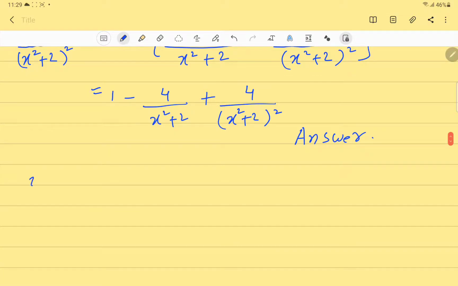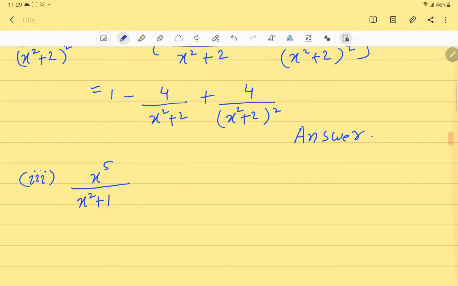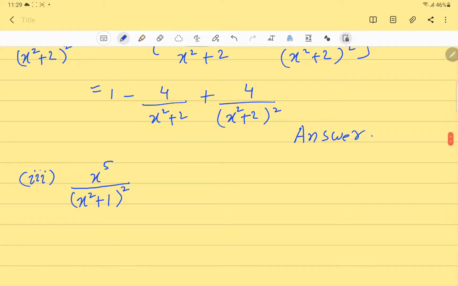Now we move on to our last question of this video. It is x^5 over (x squared plus 1) whole squared. Here the degree of numerator is 5 and degree of denominator is 4, which means it is an improper algebraic fraction. So we have to divide the numerator by the denominator.